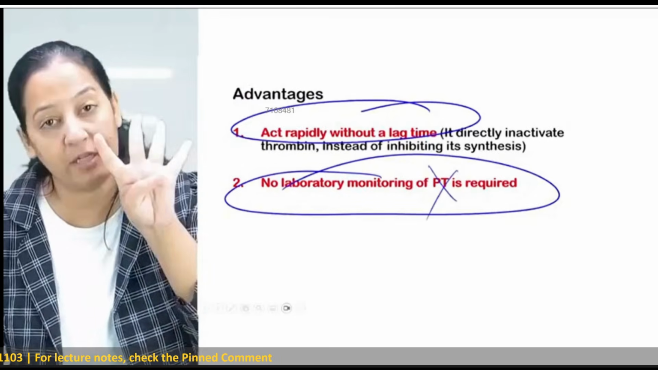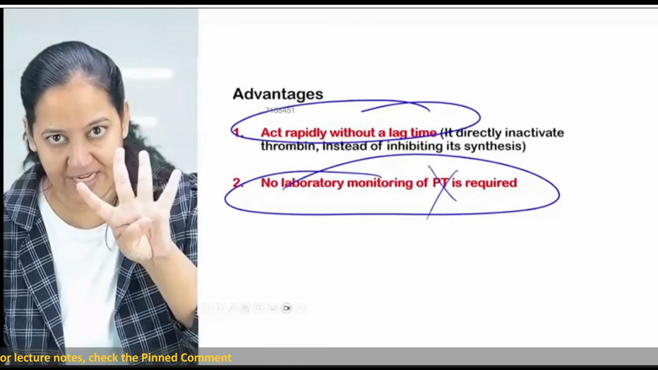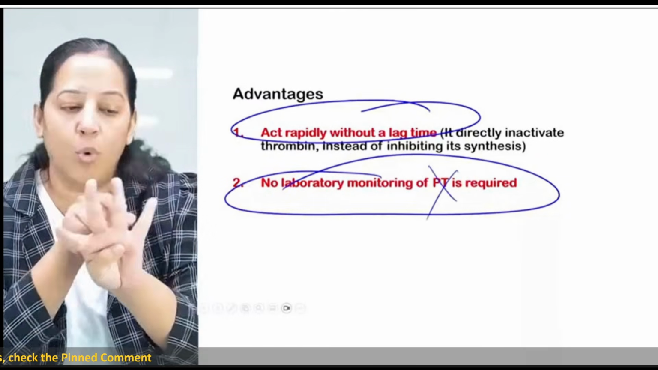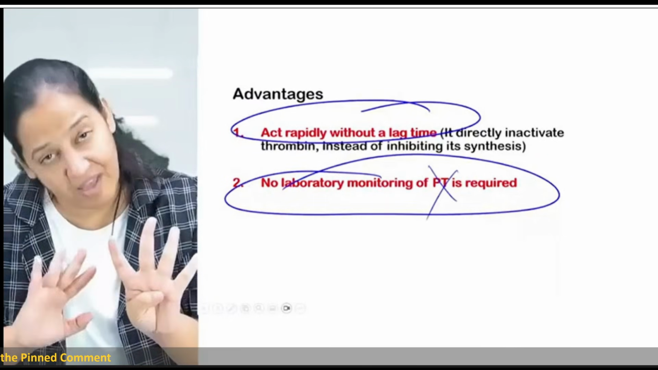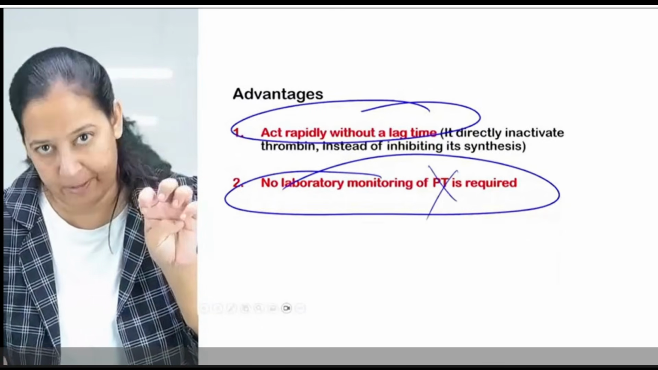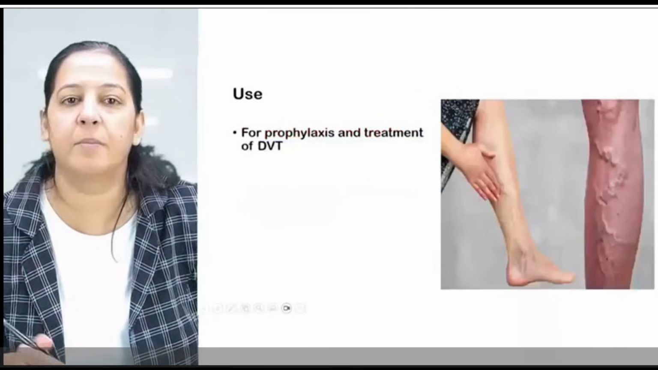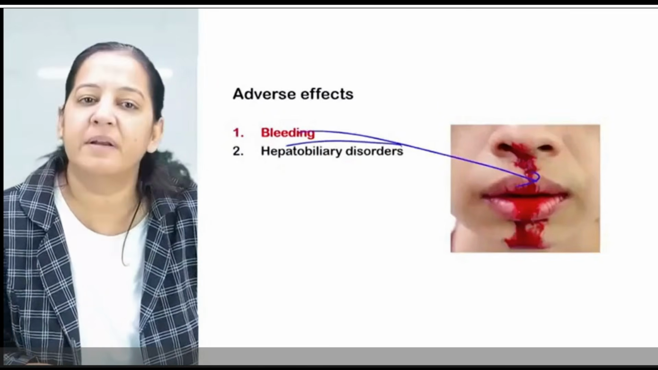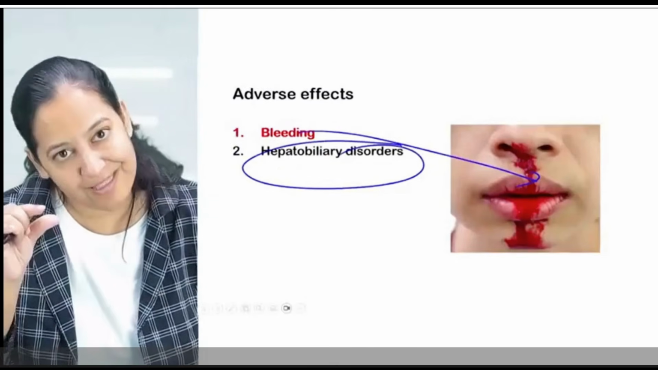Warfarin inhibits 2, 7, 9, 10. Rivaroxaban inhibits only 10, and Dabigatran inhibits only 2. So only 10 and only 2 ones are safe. There is less chance of bleeding, so monitoring is not required. But the one which is inhibiting all 4 is dangerous, and here monitoring is required. The use is the same, it is given in DVT. Adverse effect is the same, bleeding, but it can cause hepatobiliary disorders. So you have to learn the specific adverse effects.